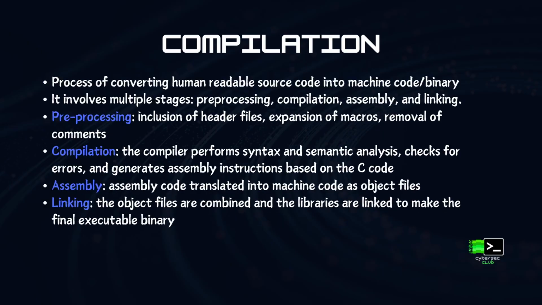Okay, so now talking about compilation. Compilation is the process of converting human readable source code, whatever code you write in any high level language like C or C++, into machine code or binary which the computer can understand and the processor can process. Although we say it in one word, it includes some stages or sub processes: pre-processing, compilation, assembly, and linking.